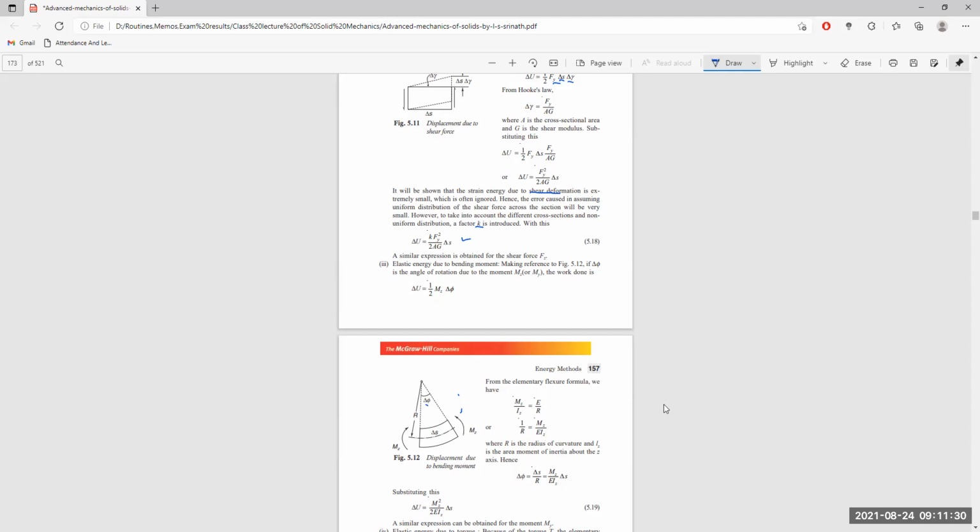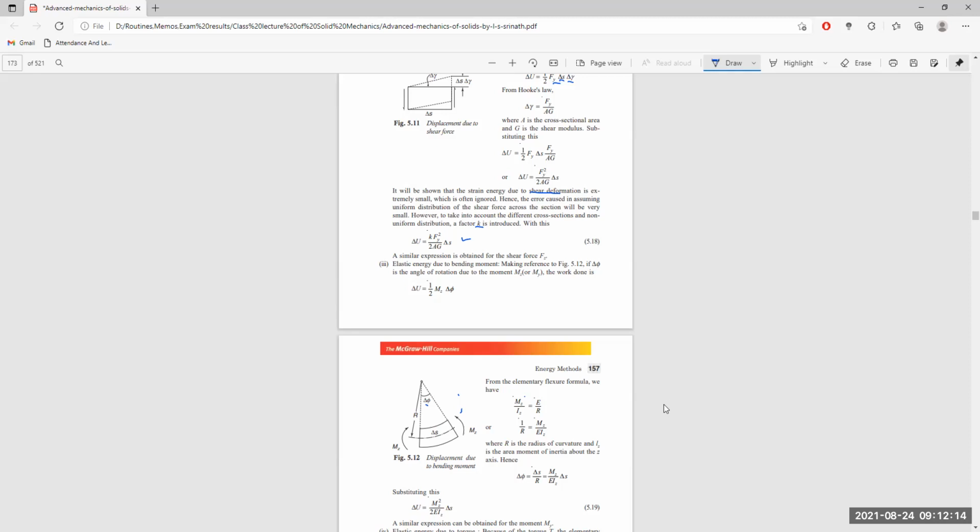From the elementary deflection formula, we know Mz by I is E divided by r, where Mz is the bending moment around the z-axis, I is the second moment of inertia, E is the Young's modulus, and r is the radius of curvature, the distance from the center of curvature. So 1 by r will be found as Mz divided by I into E, where r is the radius of curvature.